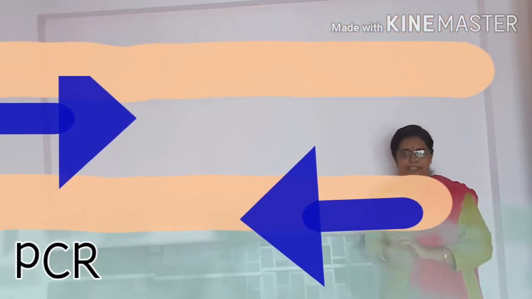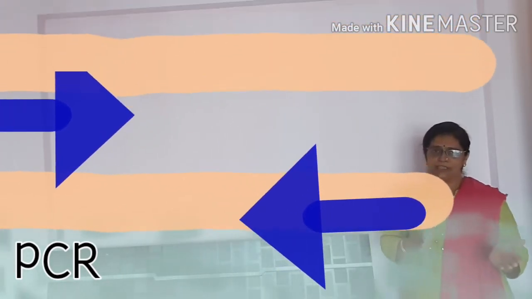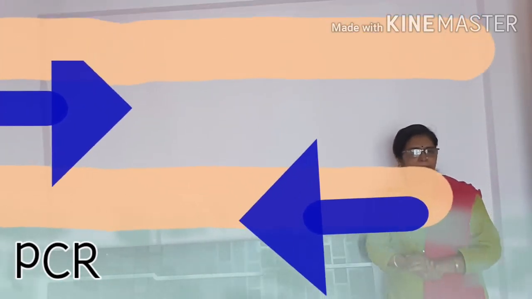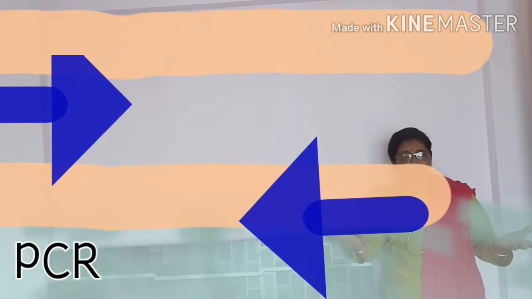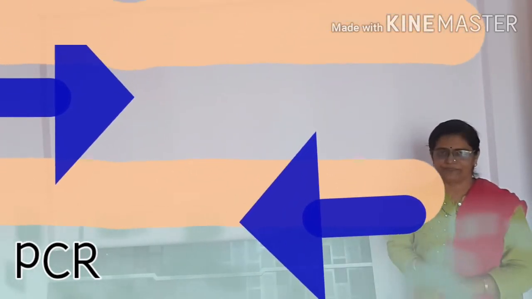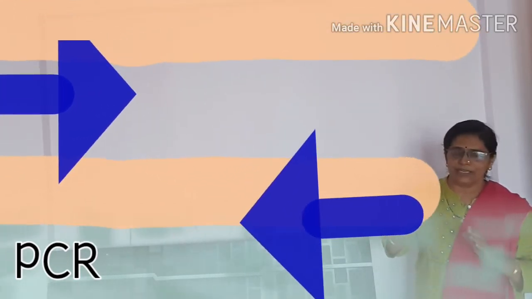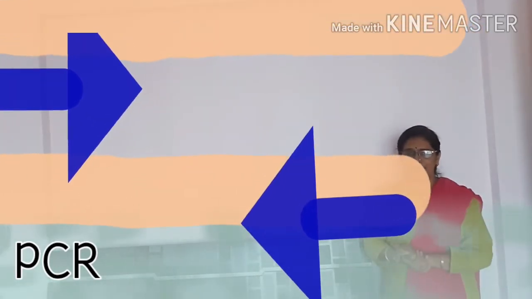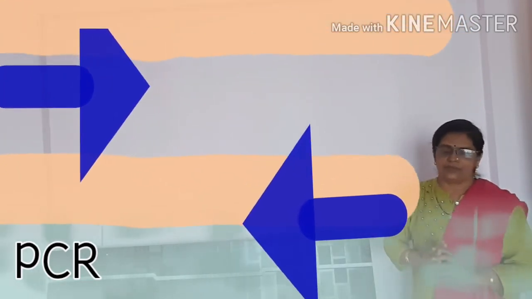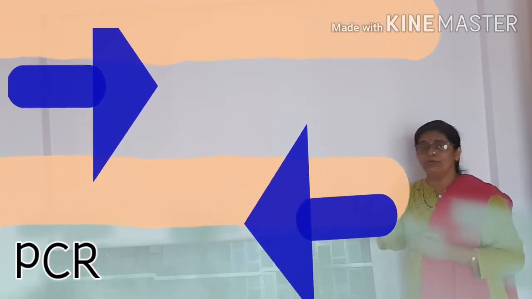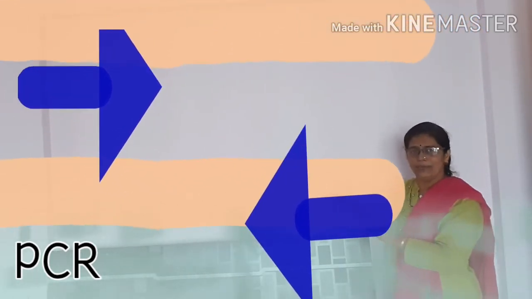Then the third step. Note what the function of the RNA primer is. Yes, it attracts the complementary nucleotide. We have seen the replication of DNA. During the replication of DNA, the RNA primer is added at the 3' end, not the 5' end, the 3' end. And here it attracts the complementary nucleotide.